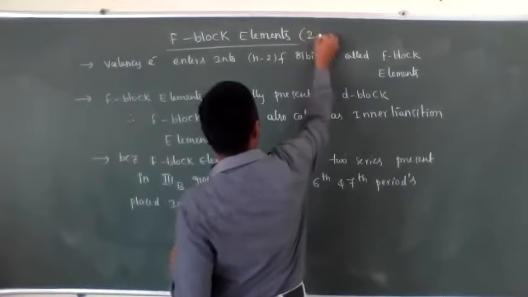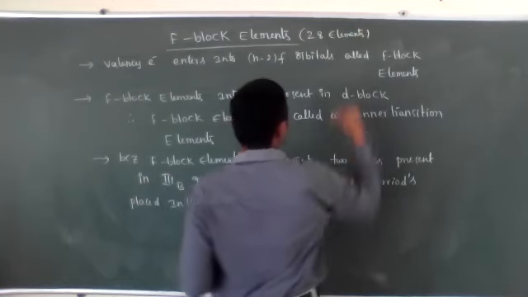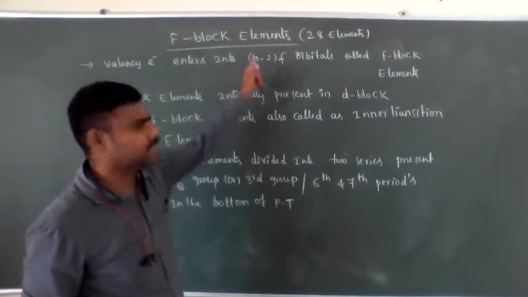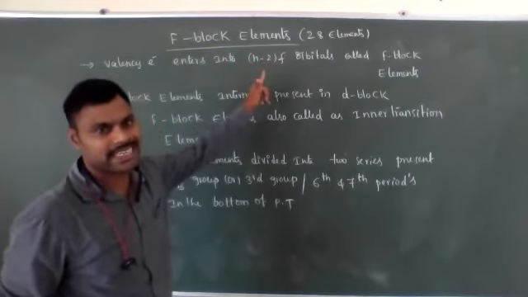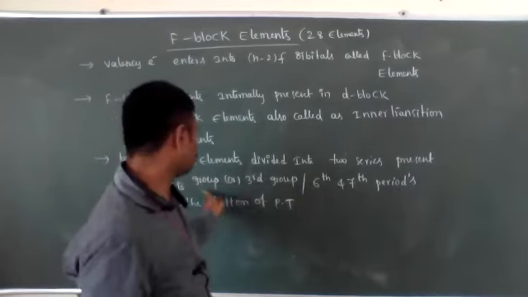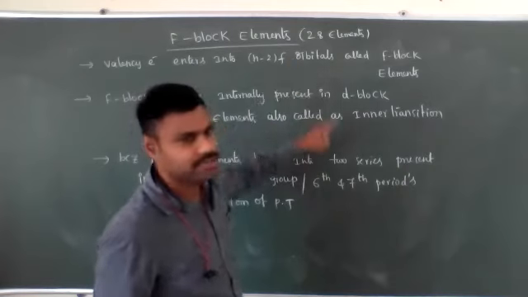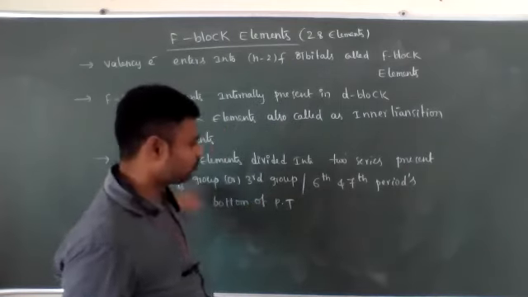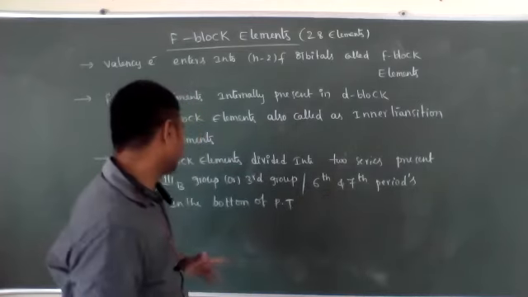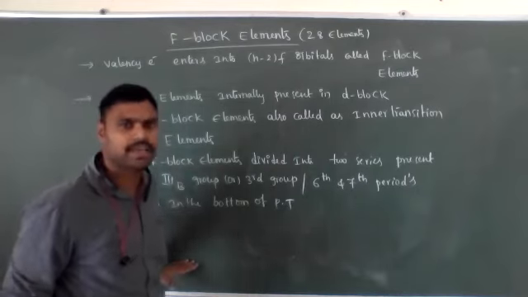So F block elements are how many? 28 elements. These 28 elements are divided into two series. What are those two series? That is 4F series and 5F series. That 4F series belongs to third group as well as present in sixth period. And 5F series also belongs to third group and also present in seventh period. The total 14 and 14 elements are placed in the bottom of the periodic table.